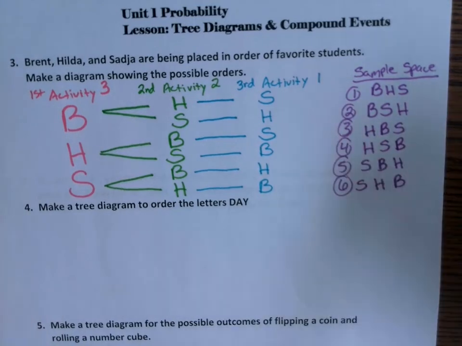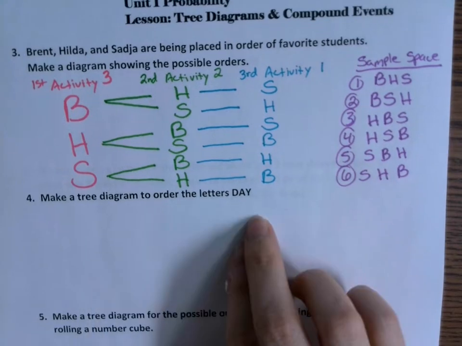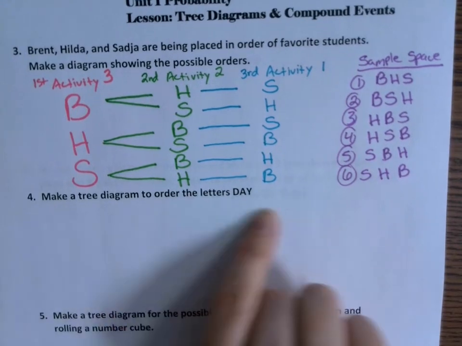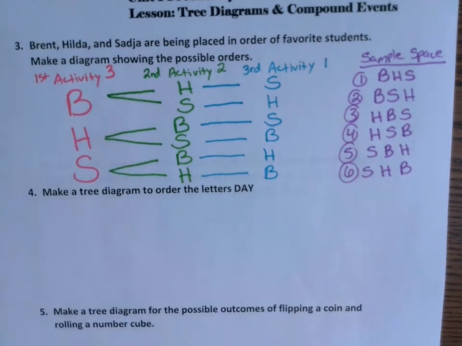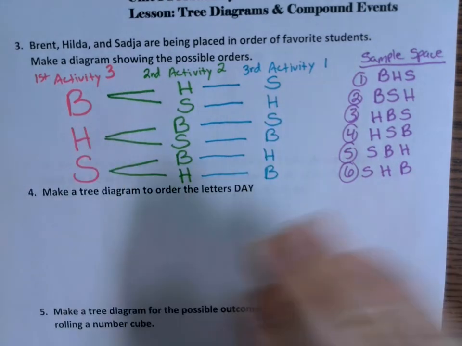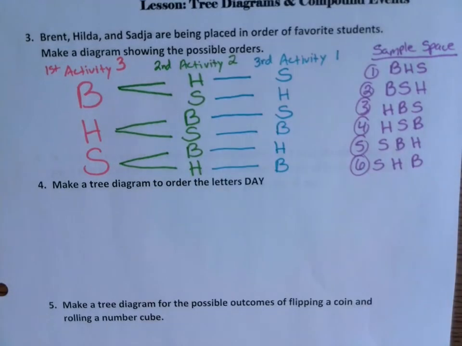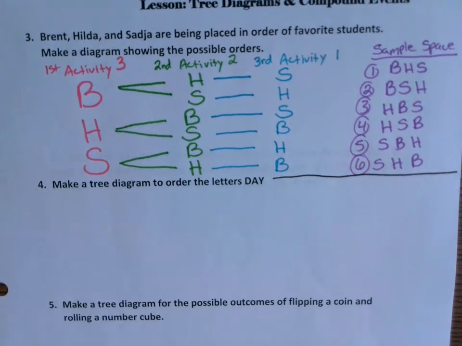Okay, I want you guys to do the exact same thing for this dependent event. I want you to tell me all the different ways that you can order the letters D-A-Y. The different orders that you could put the letters D-A-Y. Build a tree diagram, and I'm telling you right now it's dependent, so it's going to look similar to this. You're going to build your diagram and then write out your sample space. All right, let's take a look.